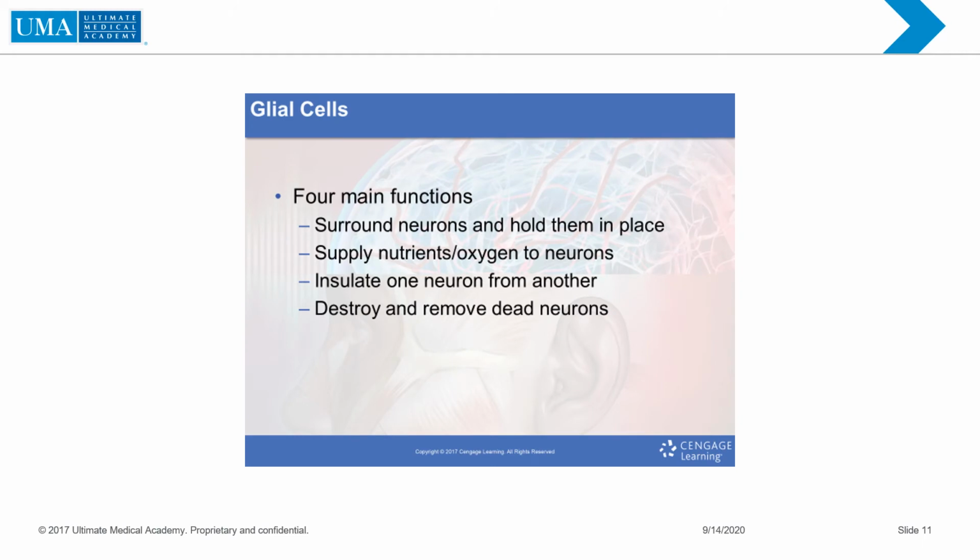Here, we also have glial cells, and glial cells provide support and protection for those neurons, and they have 4 main functions. One would be to surround those neurons and keep them in place. 2, to supply nutrients and oxygen to the neurons. 3, to insulate one neuron from the other. And then 4 would be to destroy and remove all dead neurons from the body system.